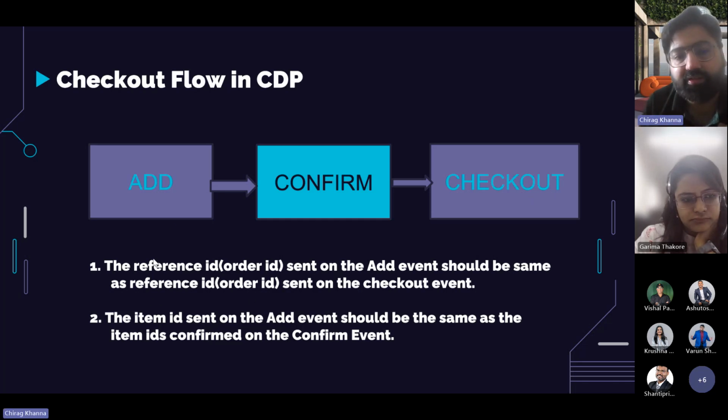The second rule is whenever we are adding any item ID in the add event, this item ID added in the add event should be the same as the item ID added in the confirm event. So whatever item ID we are adding in the add event should be the same as what we are confirming in the confirm event. So this should be the same.